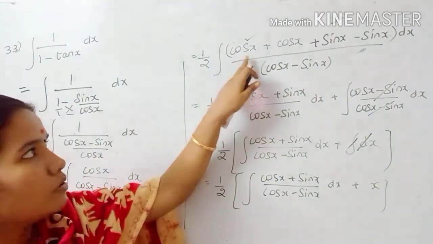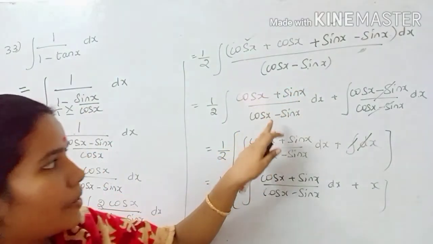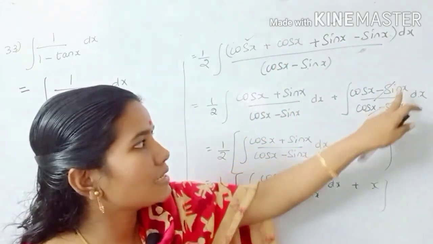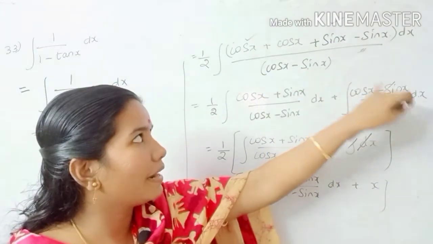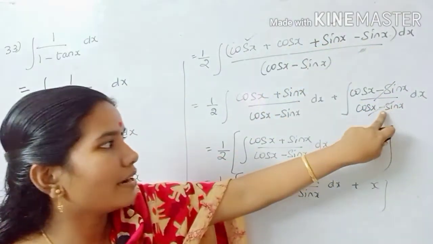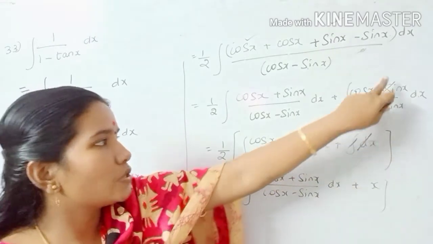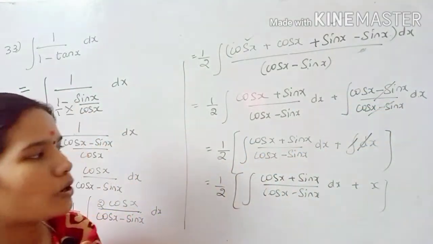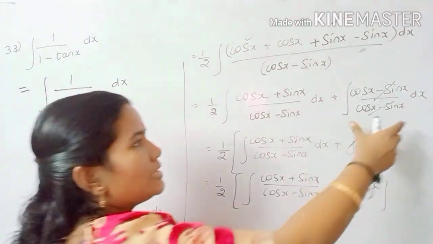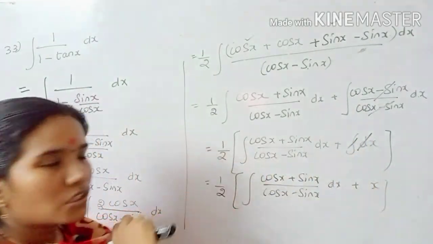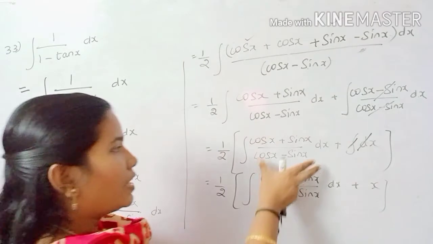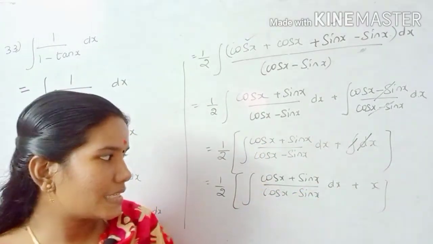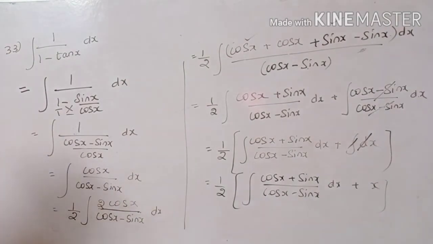So இப்போ cos x plus sin x divided by cos x minus sin x term split பண்ணிடுறோம். Cos x plus sin x divided by 1 plus 1 minus cos x minus sin x divided by cos x minus sin x. So இது ரெண்டு cancel ஆயிடும். Remaining integral cos x plus sin x divided by cos x minus sin x dx plus integral dx னு இருக்கு. So differential integral cancel ஆயிடும். So we are left with cos x plus sin x divided by cos x minus sin x dx plus x னு இருக்கு. So இப்போ இதை integrate பண்ண போறோம்.